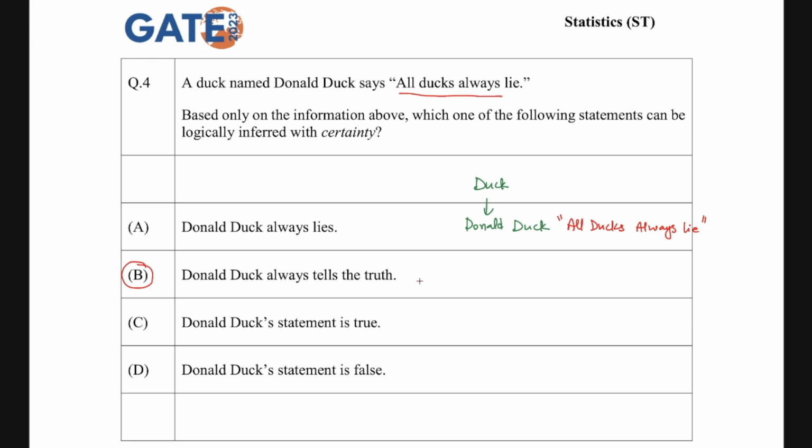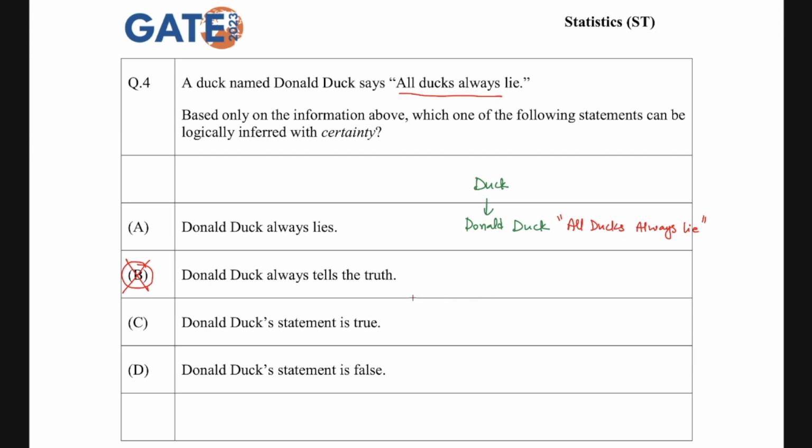If Donald Duck always tells the truth, that means whatever Donald Duck has said is correct, is truth. So according to that, Donald Duck is telling us that all ducks always lie, and if this is true, that means every duck, including Donald Duck, should also lie. But we have just said that Donald Duck is telling the truth, right? But if we consider this thing, then according to what Donald Duck has said, it himself becomes incorrect. That means this Donald Duck is himself telling a lie, which creates a paradox. Paradox is when you try to state something and that thing which you have stated does not support what you have considered initially. So this is not correct. Donald Duck cannot always tell the truth over here.